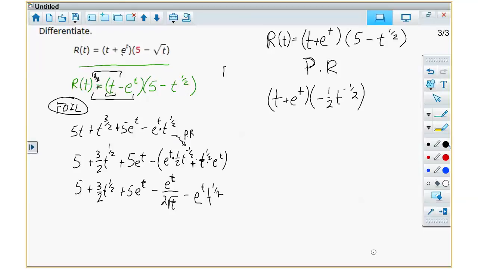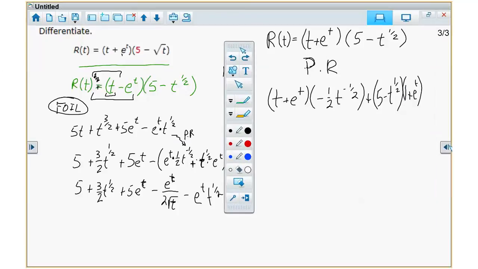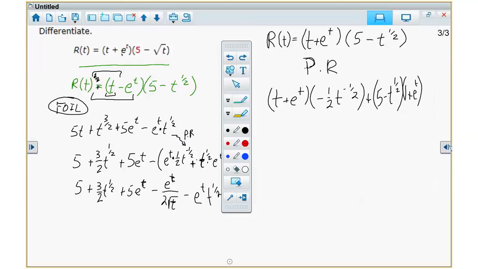And that's going to be plus the second times the derivative of the first. And the derivative of the first is what? 1 plus e to the t. Now I'm going to distribute this. What is that last part? 1 plus e to the t. Okay.